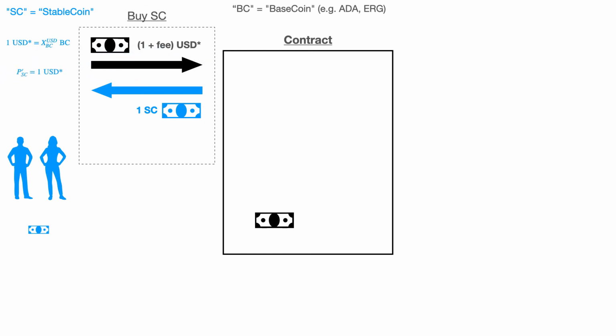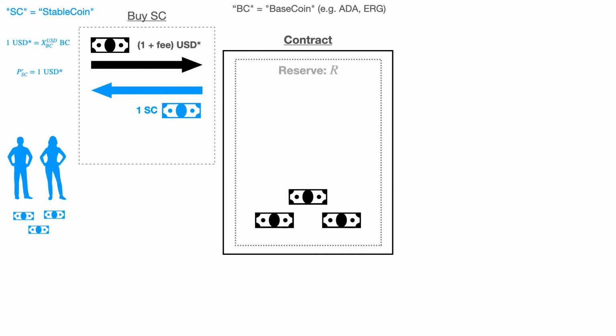So the price of the stablecoin usually is going to be $1 in base coins. And this process can be repeated, right? Users can send more base coins to the contract and get more stable coins. And in this way, the contract builds its reserves of base coins.